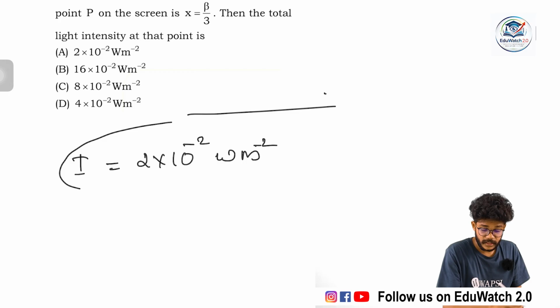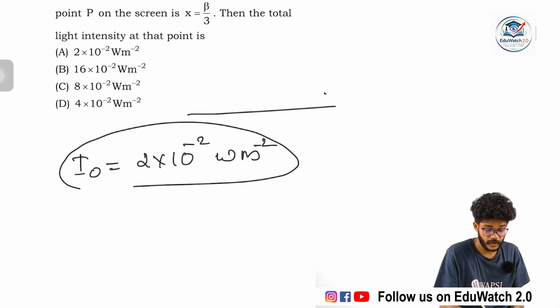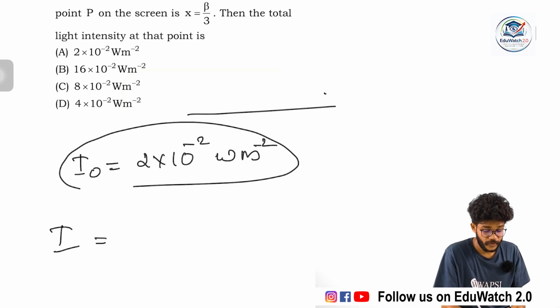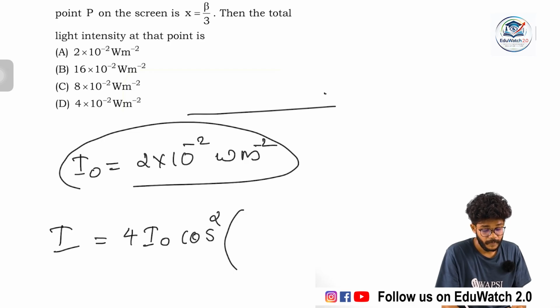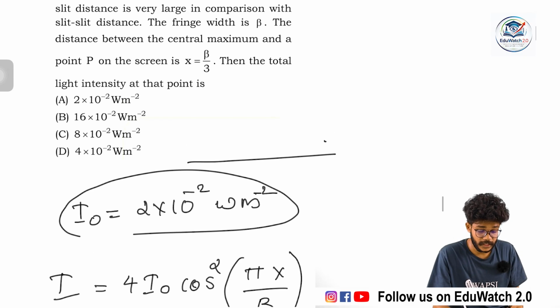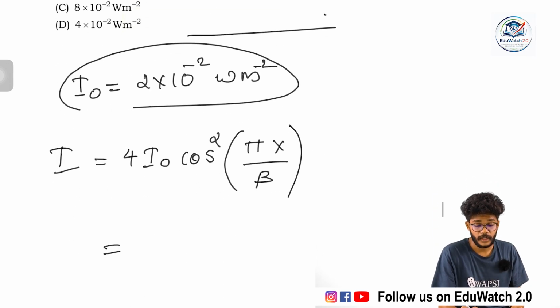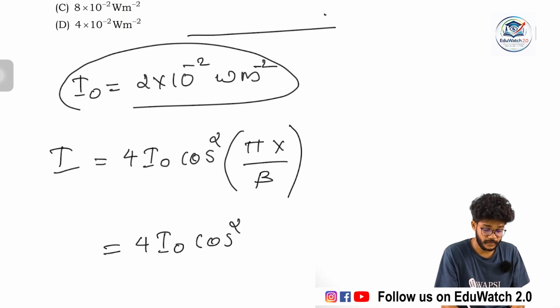Okay, this is the intensity from the hole, I0. So intensity at a position P from the central maxima, I, is equal to 4I0 cos square pi x by beta. They have said that x equal to beta by 3. So pi by 3, 4I0 cos square pi by 3.